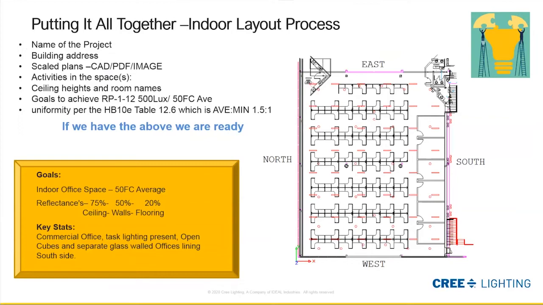To that end, we go in and we look in the handbook and we find that this interior criteria needs to have an average to min of 1.5 to 1 for this particular task area at desk height. Let's see how closely we can come in our design.